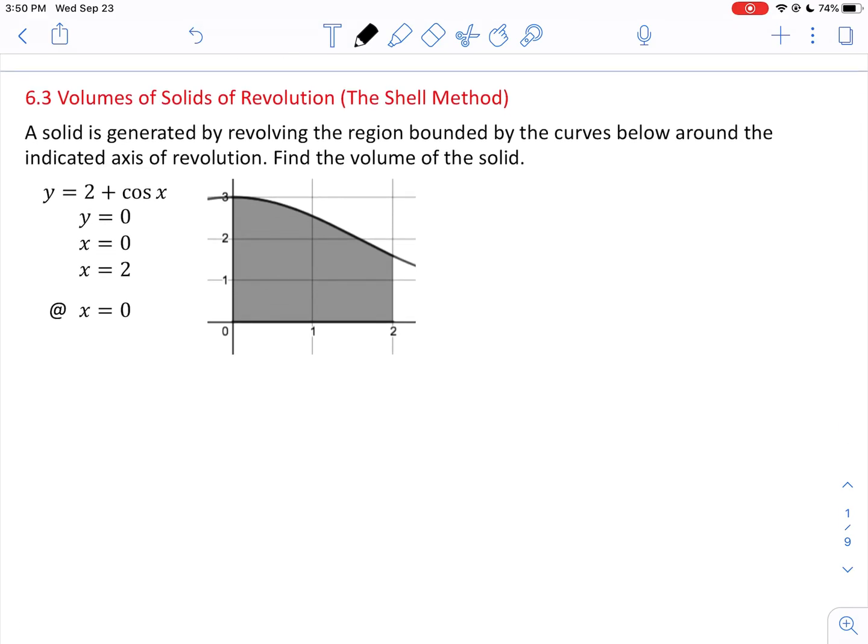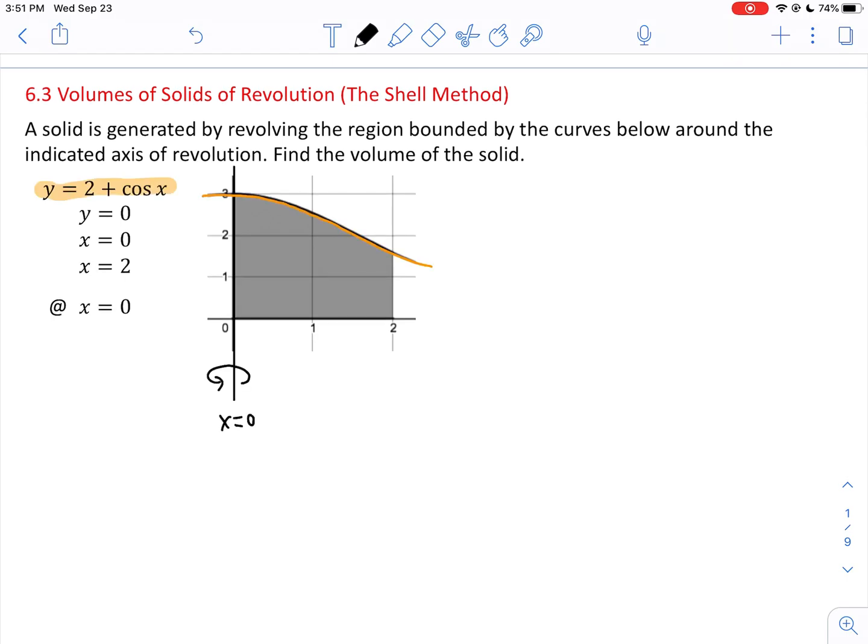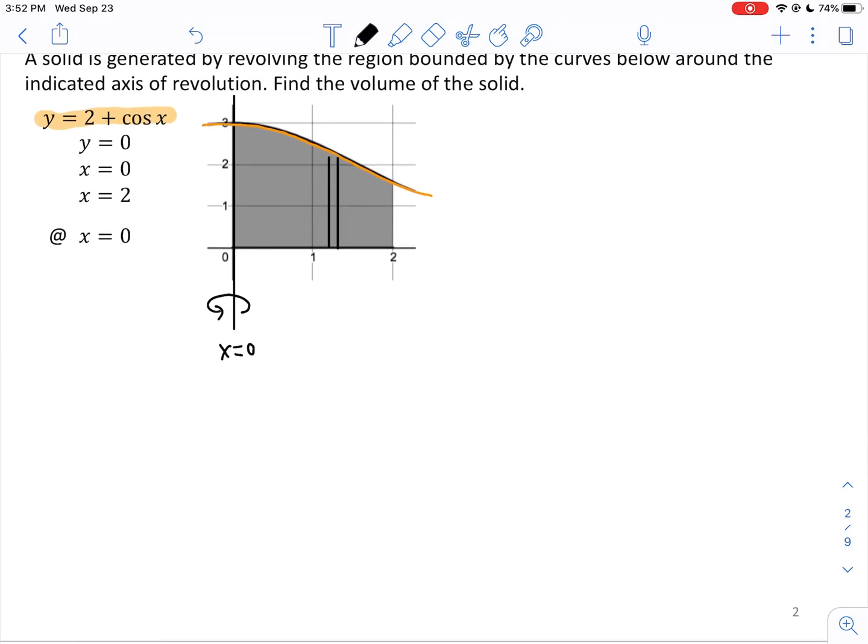The only difference is, in our last lecture, I revolved this region around horizontal lines, but in this lecture, I'm going to revolve this region around vertical lines, in particular revolving around x equals 0, which is the y-axis. We're also going to be doing vertical strips, so I'm going to draw one such example of a vertical strip. And then when I revolve that vertical strip around a vertical axis of revolution, you're going to wind up with the image of a shell.